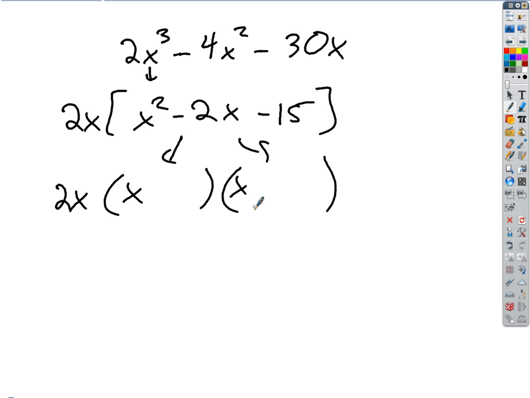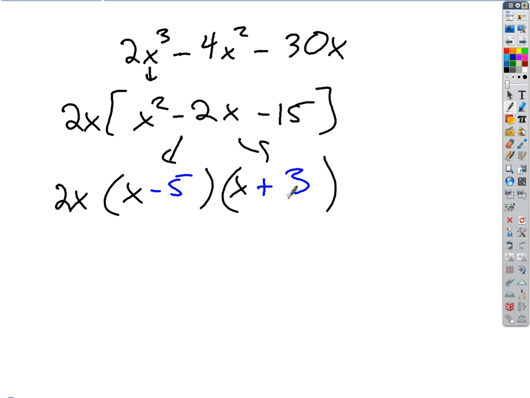Yeah. What are the signs? Negative 5, positive 3. So now I'm done. Now that's broken apart all the way, and I know it's broken apart all the way because I'm left with x's to the 1. I can't go any further than that.